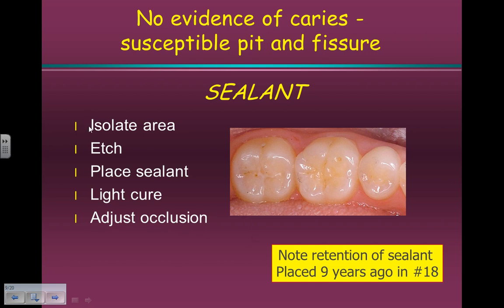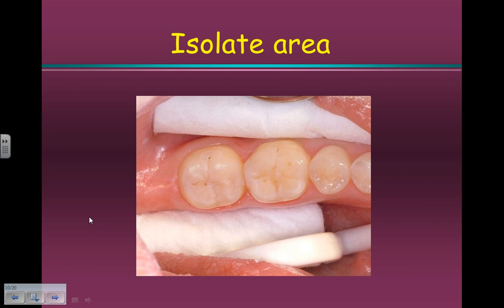We isolate the area, we etch the tooth after cleaning the tooth surface, we place the sealant through an acid etch technique, we light cure the sealant, and we adjust the occlusion. We're going to look step by step at the placement of sealants for this patient. We isolate the teeth, ideally with rubber dam, but dam is difficult to place if you're not anesthetizing the patient. So we isolate it with cotton rolls, with high velocity evacuation, and with saliva ejectors.